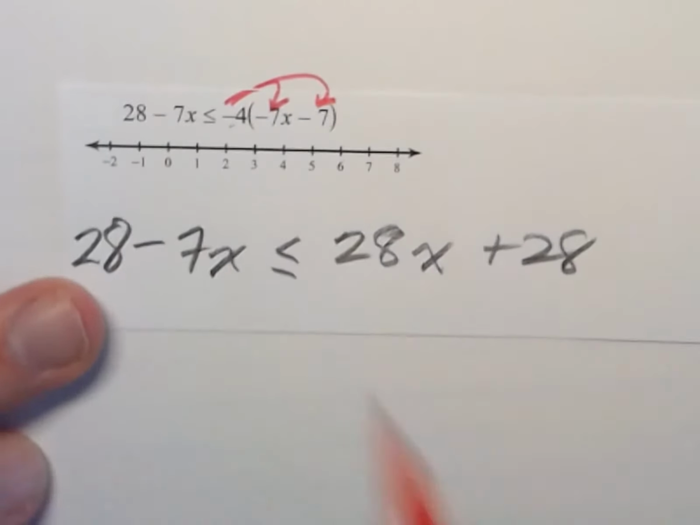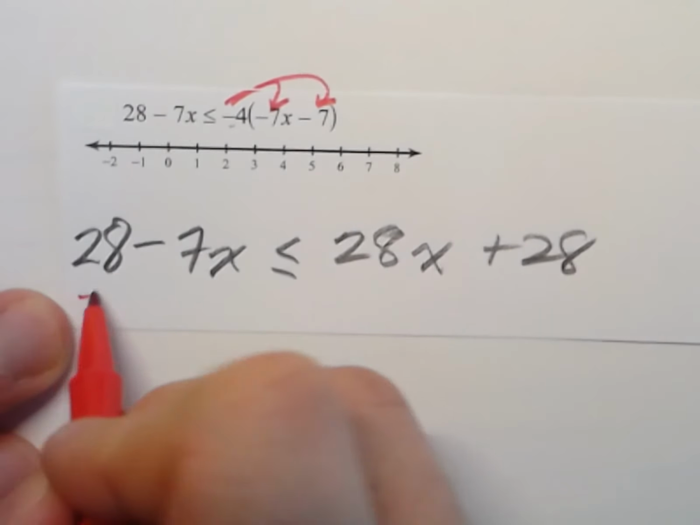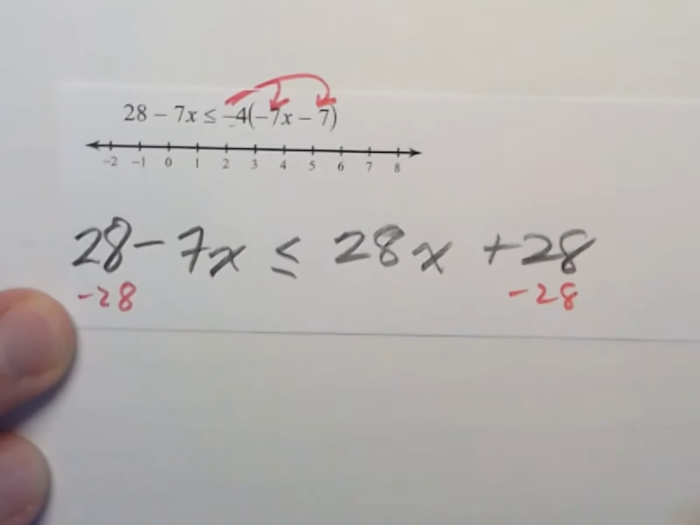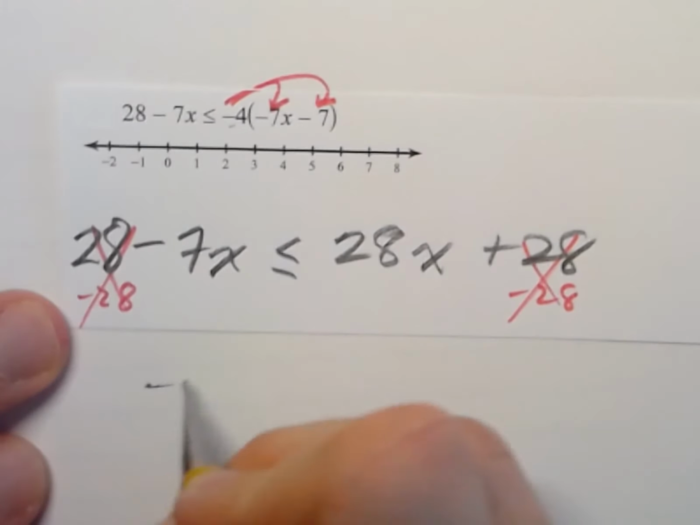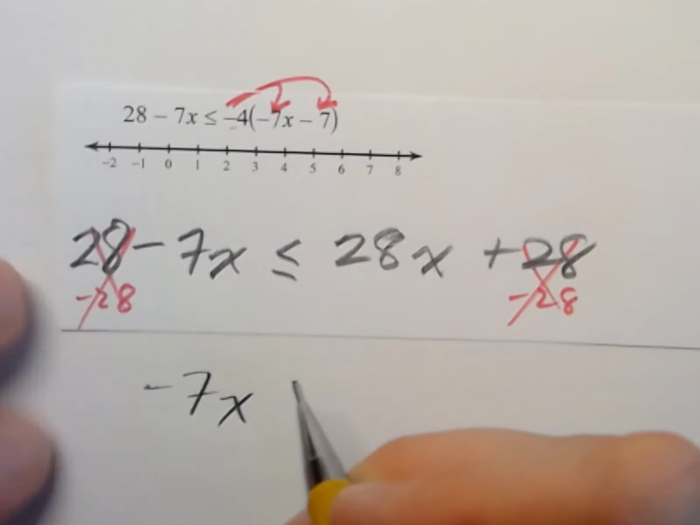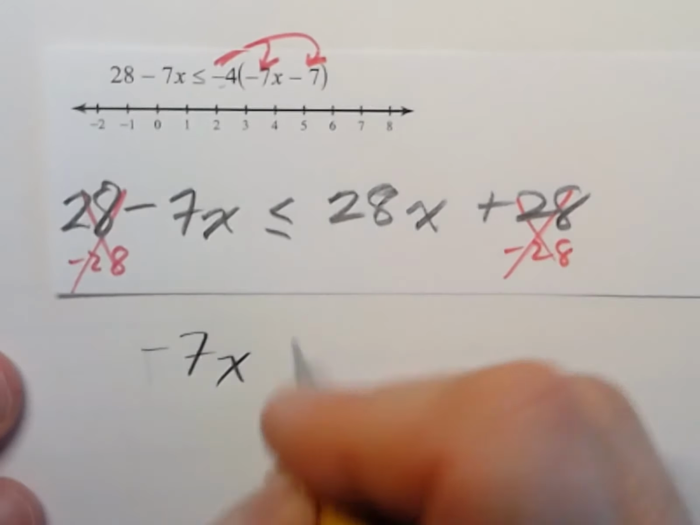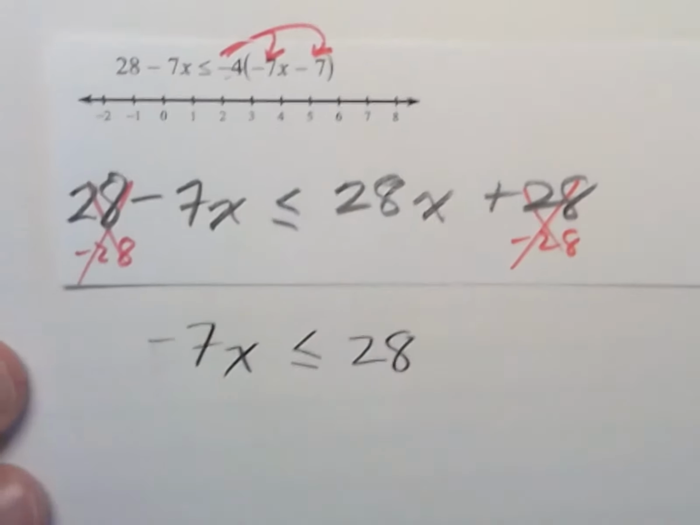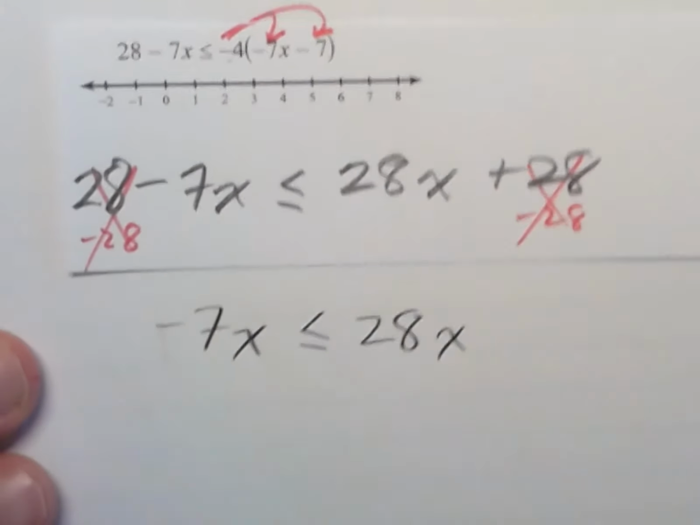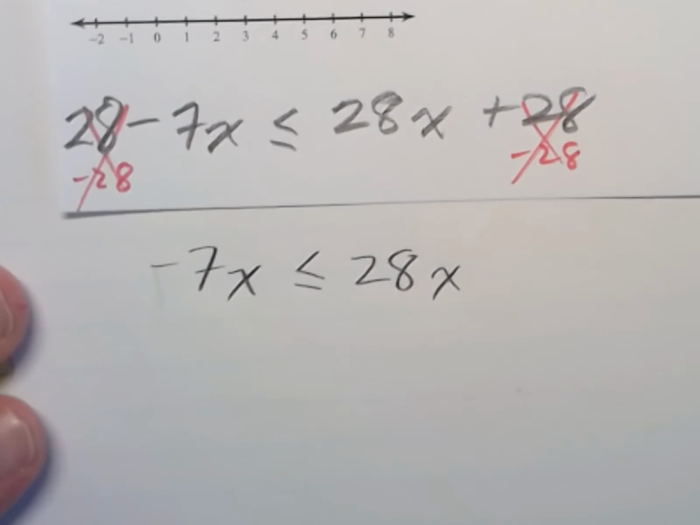Okay, so if we subtract, notice we have a 28 on both sides, so let's just subtract the 28 and see what happens. So that actually cancels both of those. So minus 7x, minus 7x and 28x. So we got to keep going here. We got to see this through to the end.